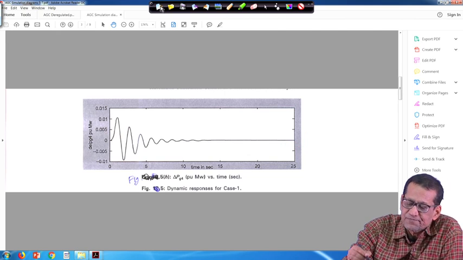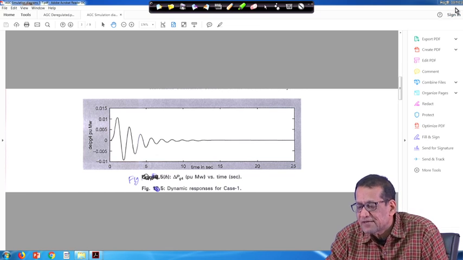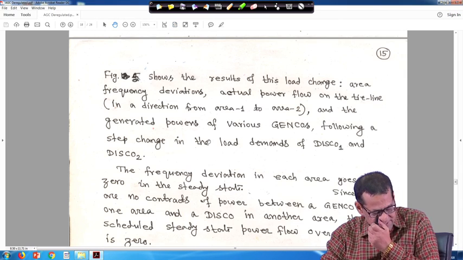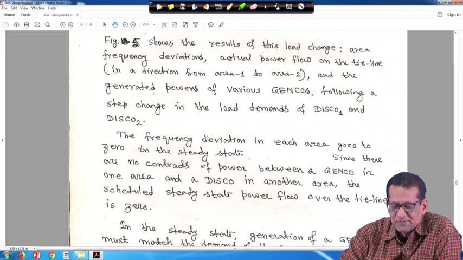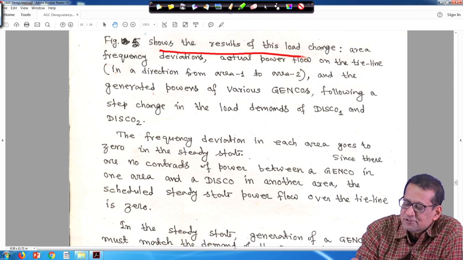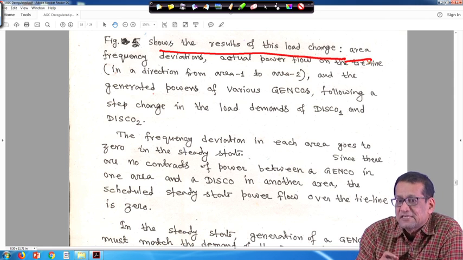That is all these things I have explained. This is figure 5 A, B, C, D, E, F, G, H that I showed. Some statement has been written that figure 5 shows the result of this load change, which I showed you, and everything I explained.